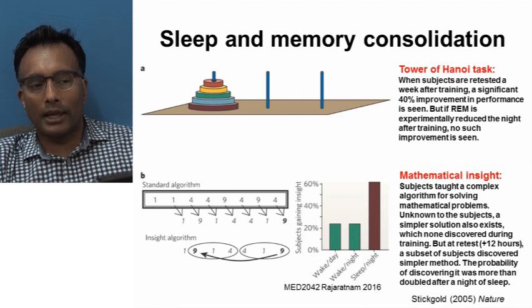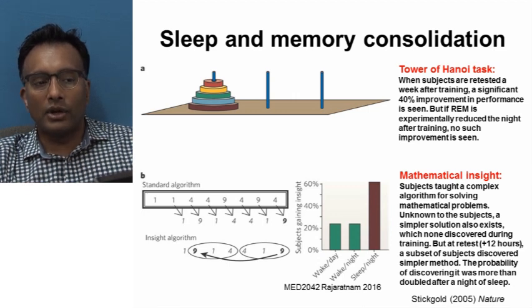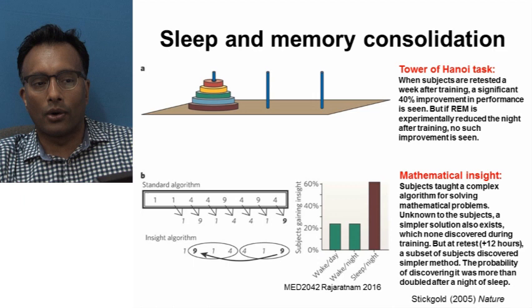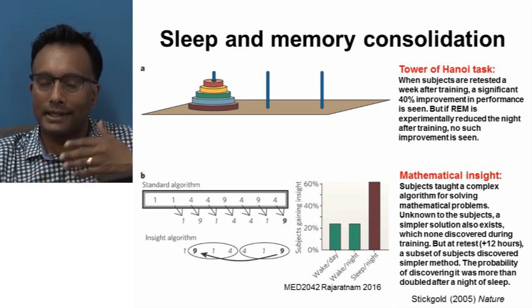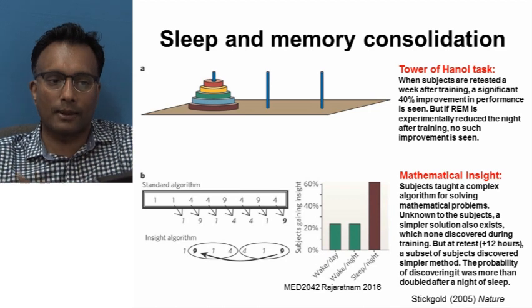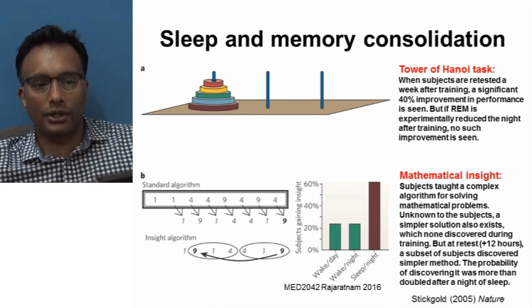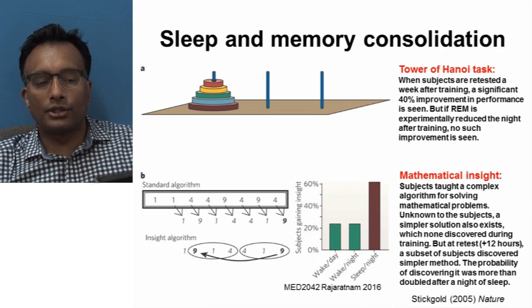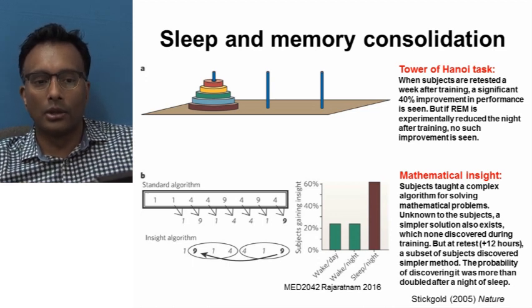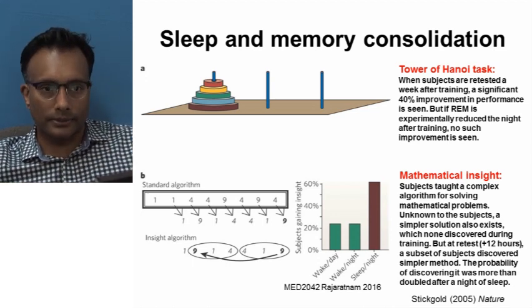Subjects, or patients, are asked to reposition the discs on one pole onto one of the other poles in a particular order, and there's a particular set of rules in terms of how the discs can be moved and what the configuration should be like. And the object is to move the discs over to the other pole in as few moves as possible.